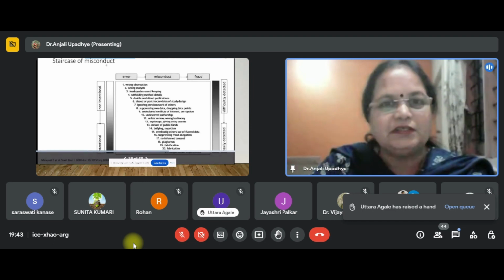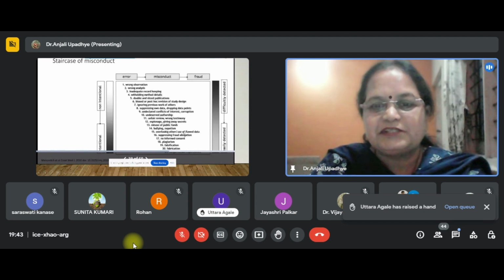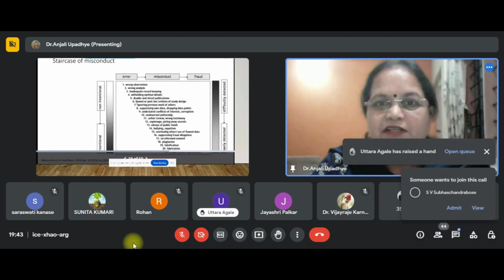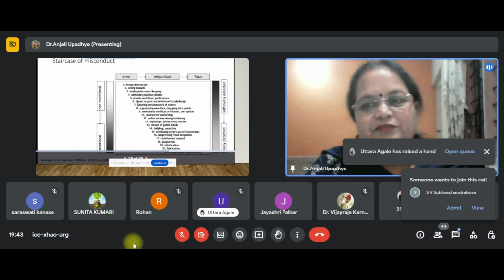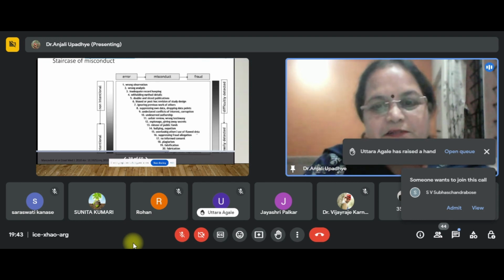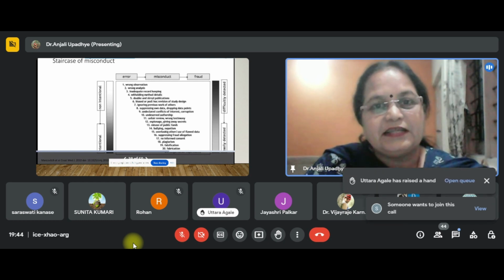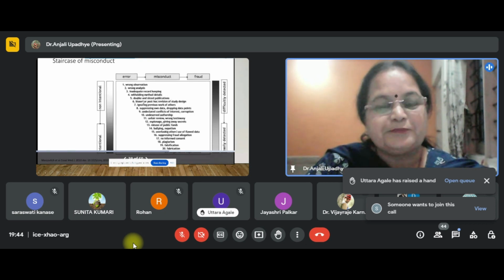So this is the staircase of misconduct. Misconduct may start as unintentional, but there is an error, misconduct or fraud which sometimes cannot be detected, and sometimes it is difficult to detect. But still, things like wrong observation tables, wrong analysis, inadequate record keeping, withholding method details, double sliced publication, or biased post hoc study designs are there.